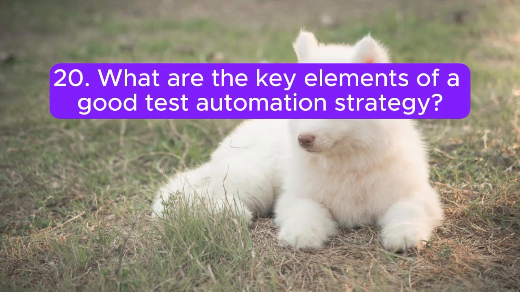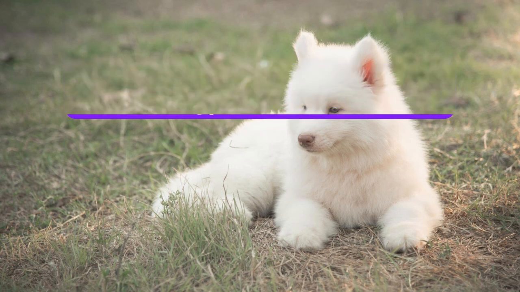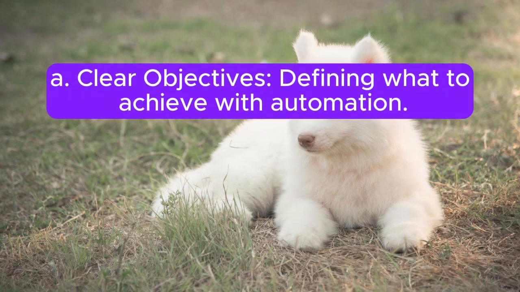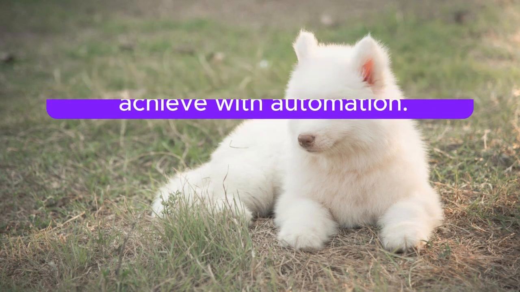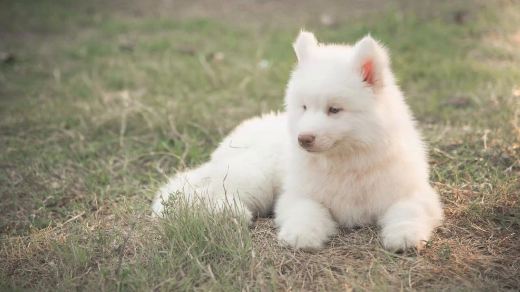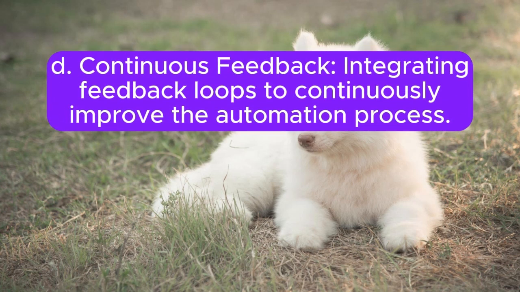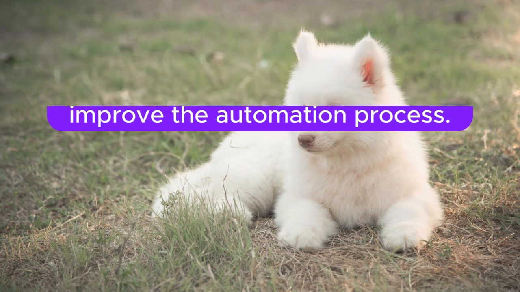20. What are the key elements of a good test automation strategy? Answer. A good test automation strategy should include A. Clear objectives, defining what to achieve with automation. B. Tool selection, choosing the right tools based on project requirements and team skills. C. Test prioritization, prioritizing tests based on risk and impact. D. Continuous feedback, integrating feedback loops to continuously improve the automation process.